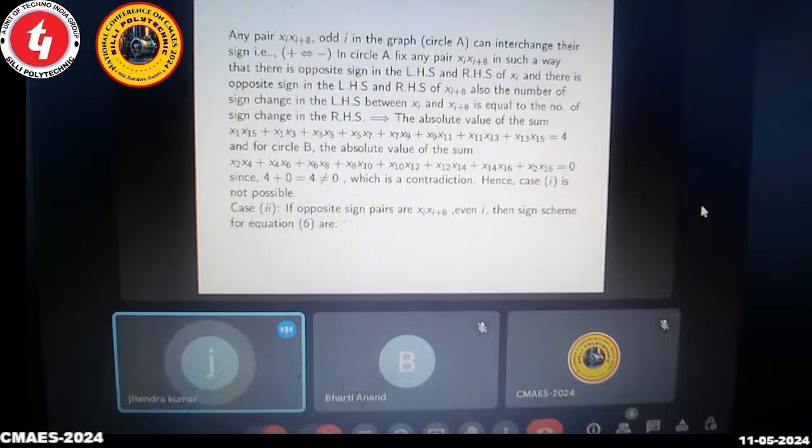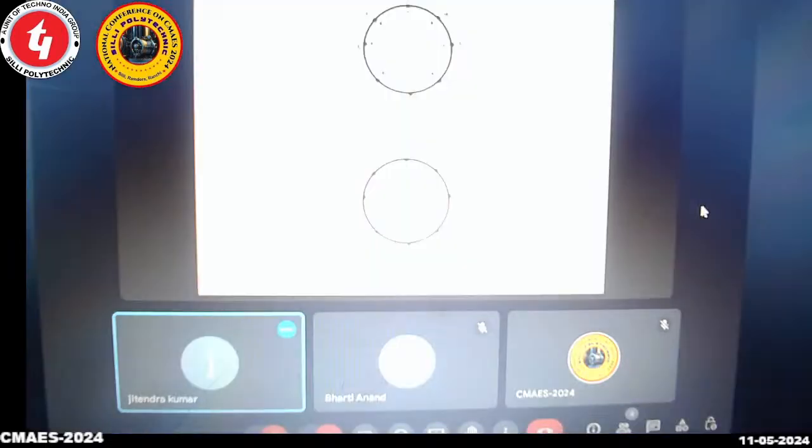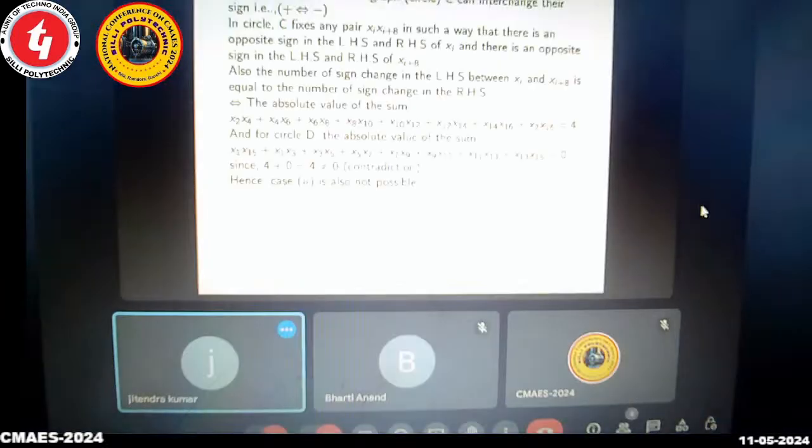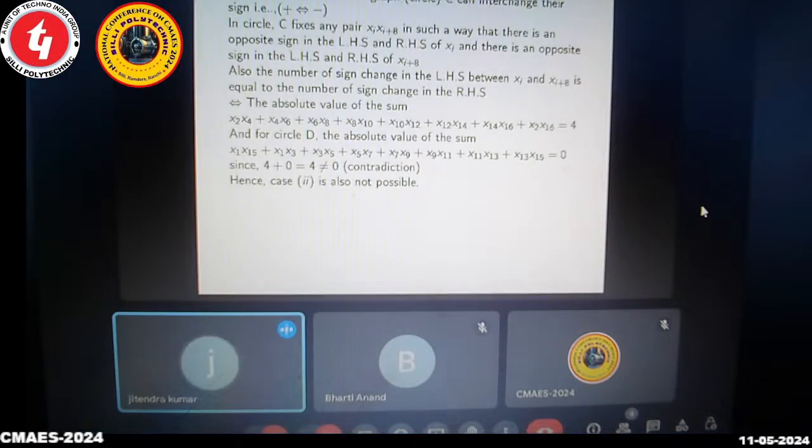And since 4 plus 0 equals 4, not equal to 0, which is a contradiction, hence case 1 is not possible. In the other case, if opposite sign pairs are x_i, x_{i+8} for i even, then the sign schemes for equation 6 are these circles. Circle C is for odd numbers and circle D is for even numbers. And any pair x_i, x_{i+8} for even i in circle C can interchange their sign, plus and minus both can interchange.